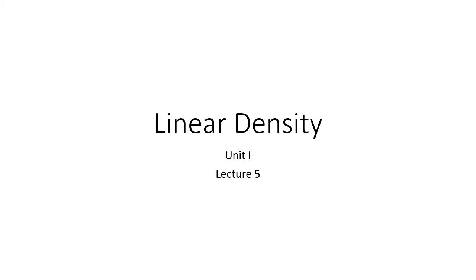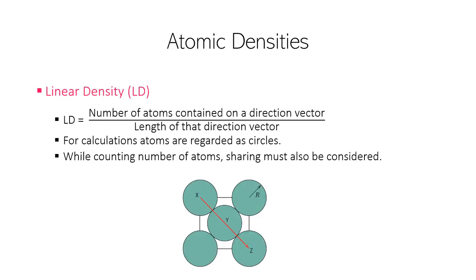So let us continue lecture 5. In this video of lecture 5, we are going to study linear density. Linear density is defined by that formula, and it is simply the number of atoms contained on a direction vector divided by the length of that direction vector.